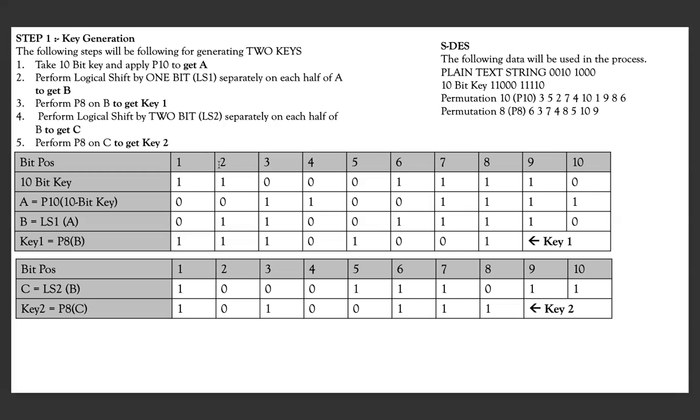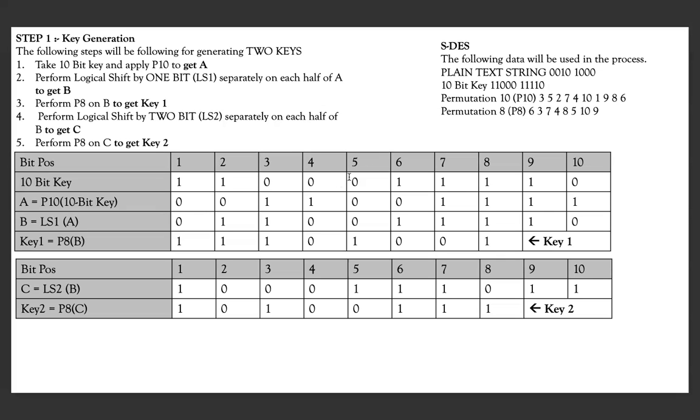So bit position 1, 2, 3, starting from the left, increasing towards the right. This is my bit position, and this is my original key. So permutation 10 requires me to rearrange these bits according to this sequence. So first, bit number 3 of the original 10-bit key should come. As you can see here, bit number 3 of my original 10-bit key is 0. I get 0 over here.